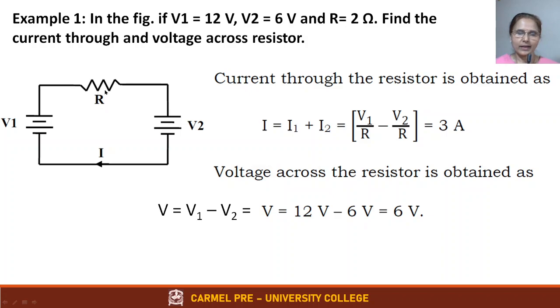So I is equal to current through this is I1 plus I2, which is nothing but V1 by R minus V2 by R. So what is V1 by R? 12 divided by 2 minus 6 divided by 2. 12 by 2 is 6, 6 by 2 is 3, 6 minus 3 is 3 amps. That is the current through resistor R. What is the voltage across resistor? It is V1 minus V2. So 12 minus 6 is equal to 6 volts.